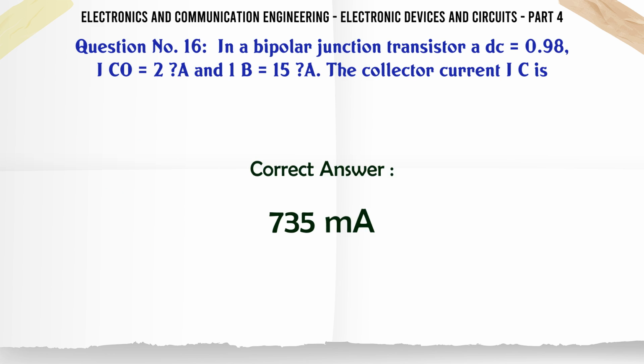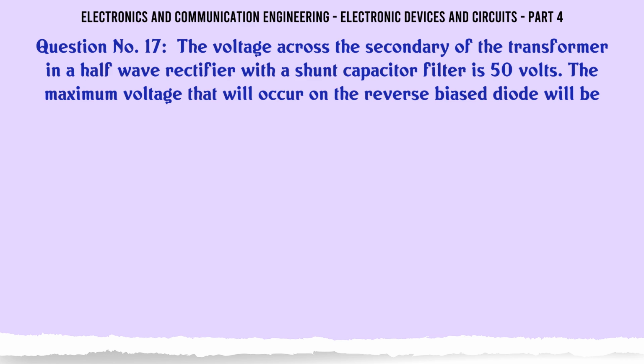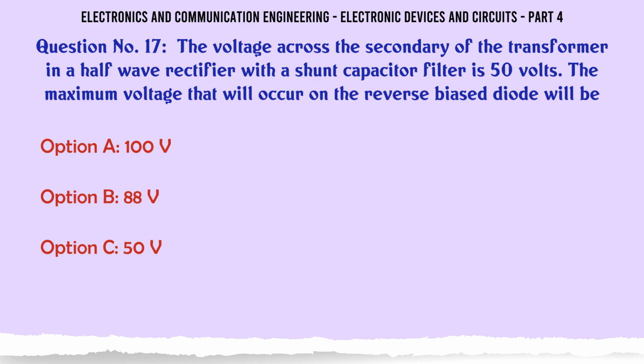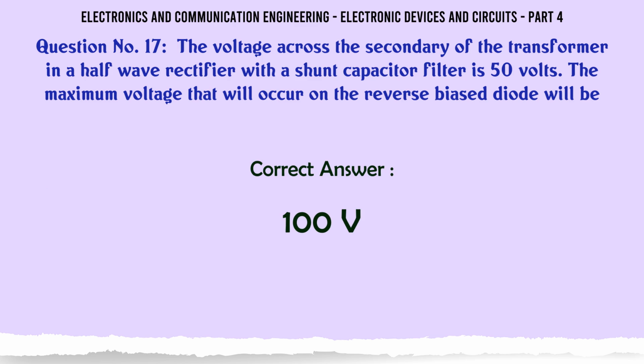The voltage across the secondary of the transformer in a half-wave rectifier with a shunt capacitor filter is 50 volts. The maximum voltage that will occur on the reverse biased diode will be: A. 100 V, B. 88 V, C. 50 V, D. 25 V. The correct answer is 100 V.